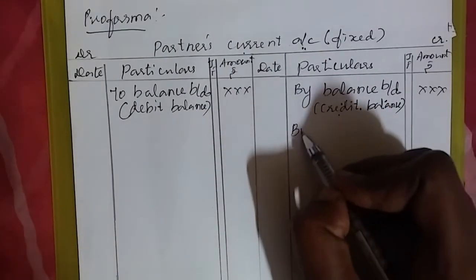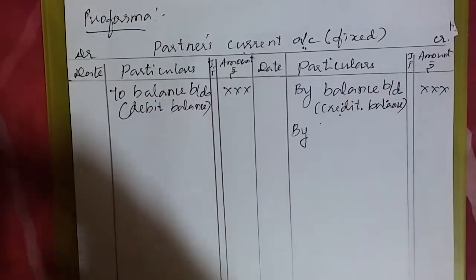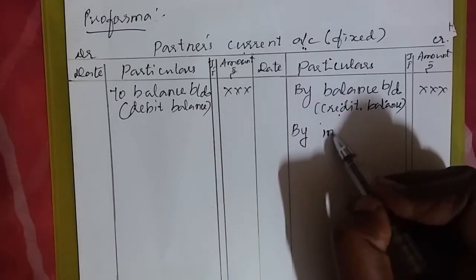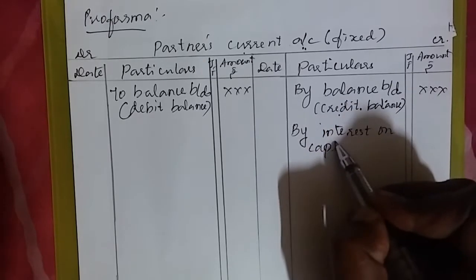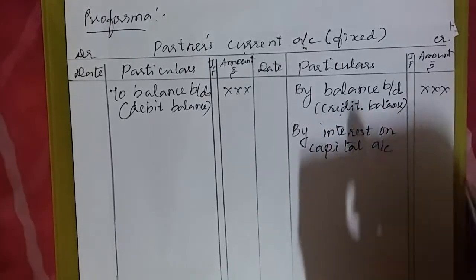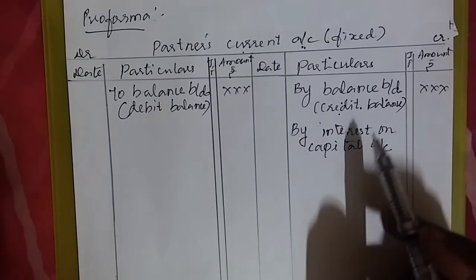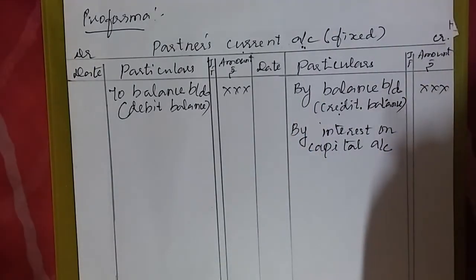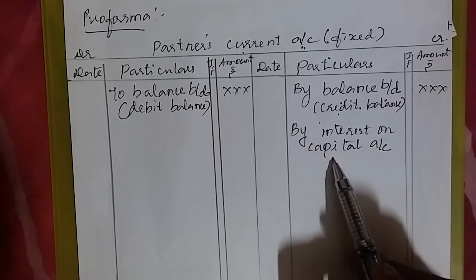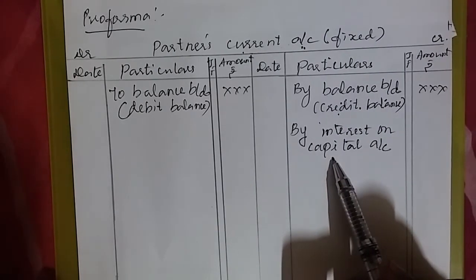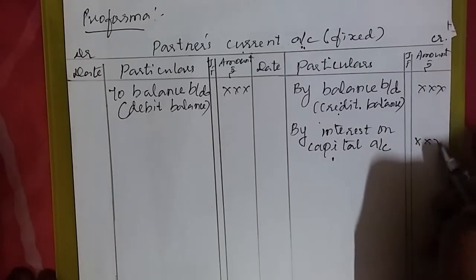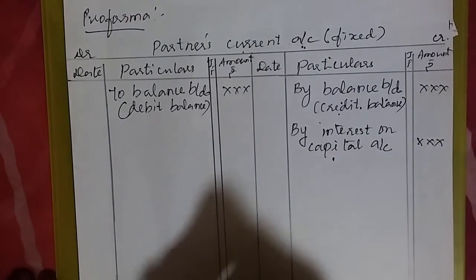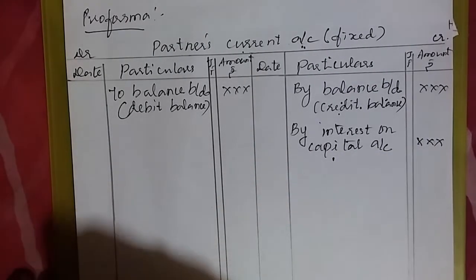After this, I write by interest on capital. This is the interest we calculate on the opening capital of the partners. So this interest on capital is an income to the partners. So we write this on the credit side, because partners will receive interest from the firm.